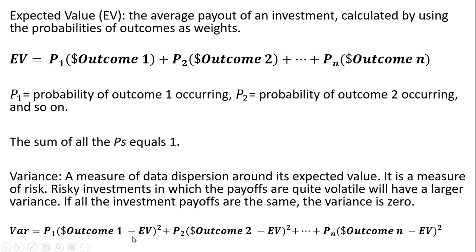And here is the formula for the variance. So again, we got these probabilities here. And in parentheses, we have the outcome minus the expected value. And all of that in parentheses is being squared.